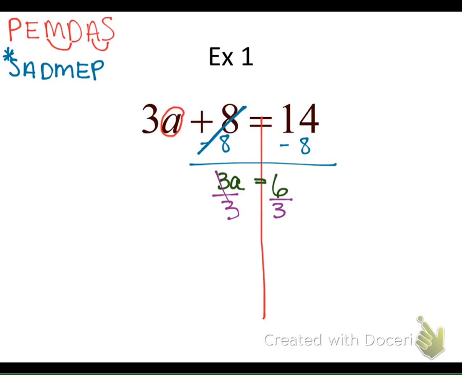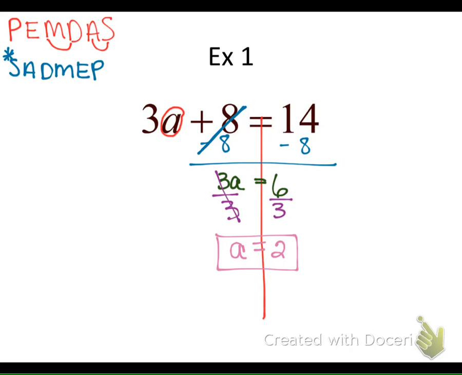So again, I'm going to clean up my left side, show that my 3's cancel. I'm going to bring my variable down on the left, my equal sign on the line of equality, and then on my right side, I'm going to solve. 6 divided by 3 is 2. And box your answer. So, that was smooth.